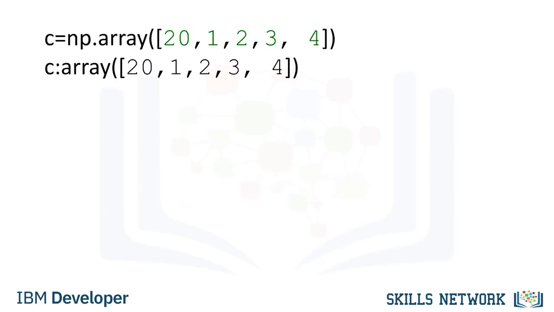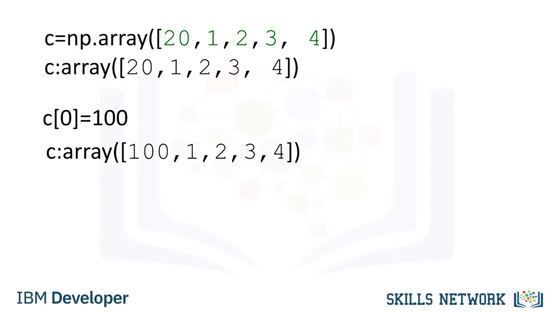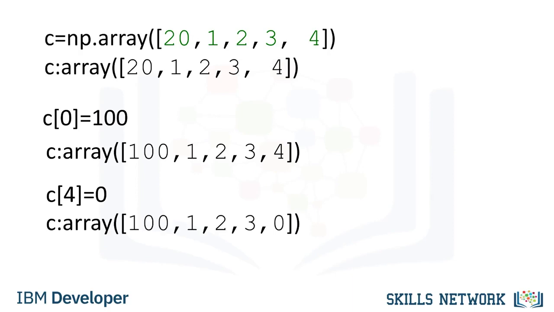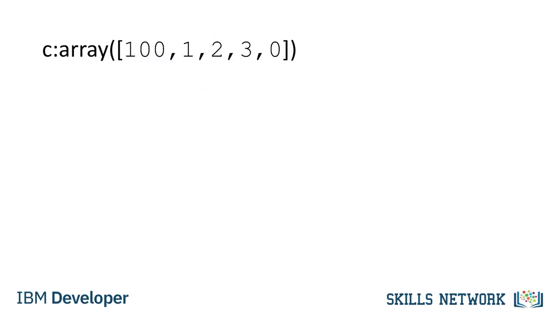We can change the first element of the array to 100 as follows. The array's first value is now 100. We can change the fifth element of the array as follows. The fifth element is now 0. Like lists and tuples, we can slice a Numpy array. The elements of the array correspond to the following index.